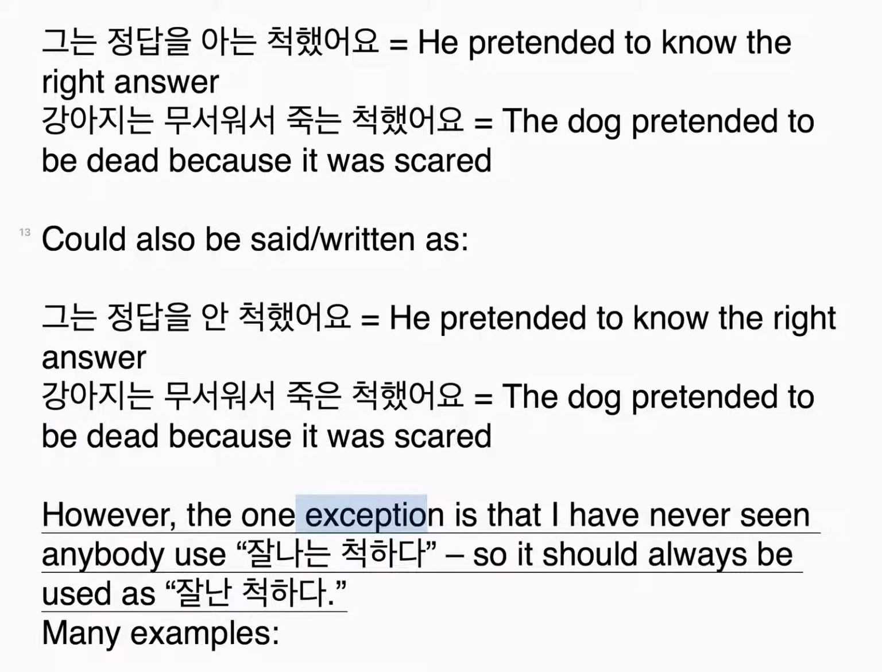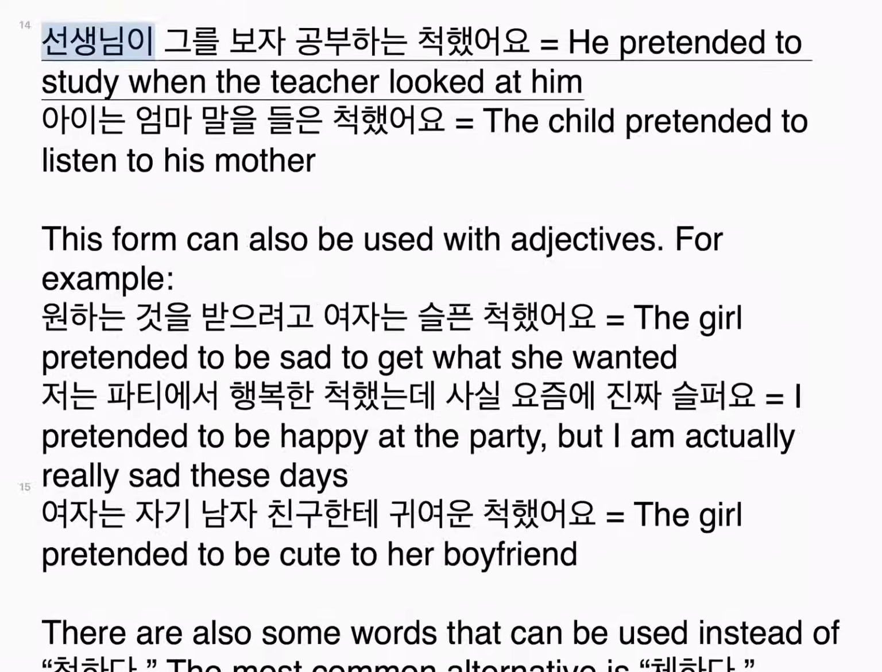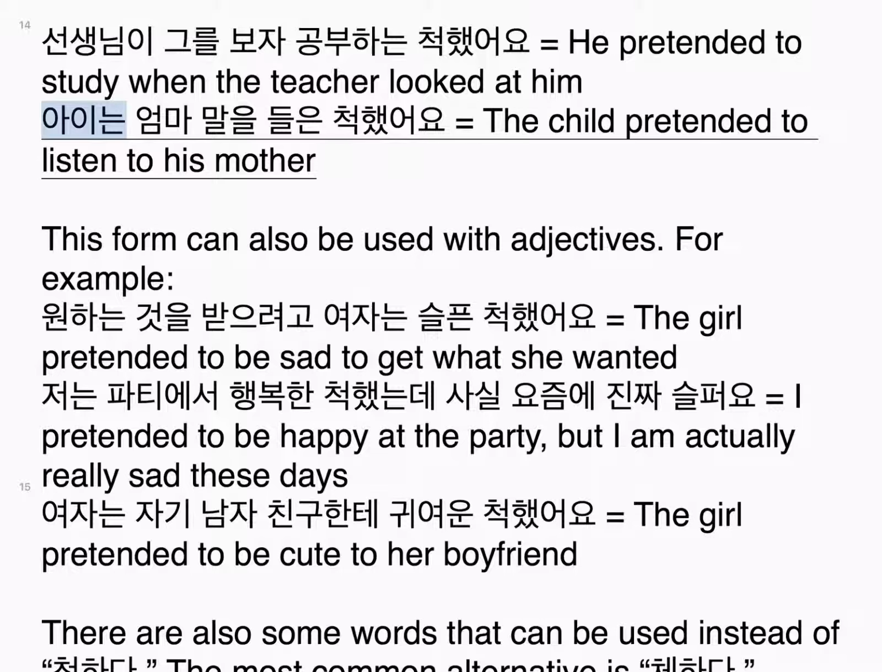However, the one exception is that I have never seen anybody use 잘나는 척하다. So it should always be used as 잘난 척하다. More examples. 선생님이 그를 보자 공부하는 척했어요. He pretended to study when the teacher looked at him. 아이는 엄마 말을 들은 척했어요. The child pretended to listen to his mother.